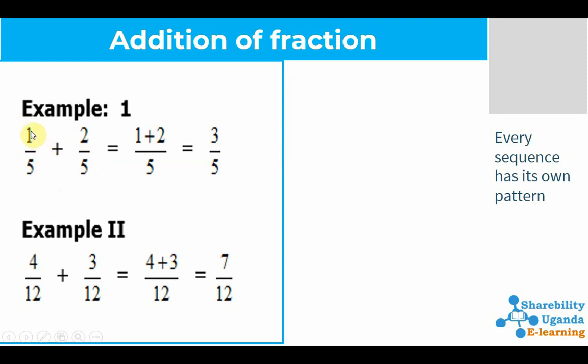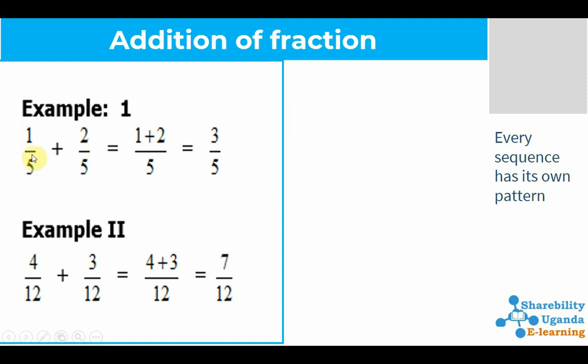For example, here we have 1 out of 5 and 2 out of 5. So these are fractions, but you can see they have the same denominator 5, and this one also has the same denominator 5. So we shall see how we add these fractions to come up with the right answer. Let's see how we can compute this, and add to get the outcome.